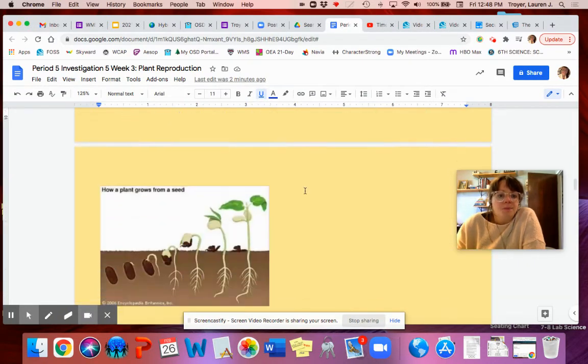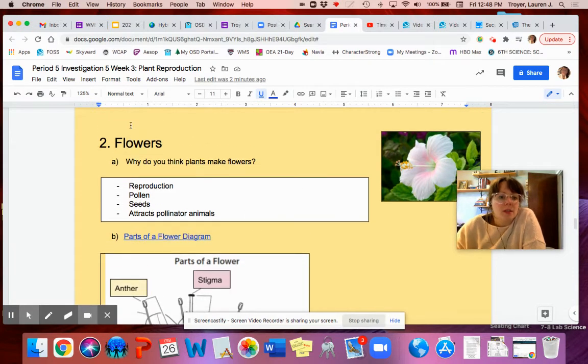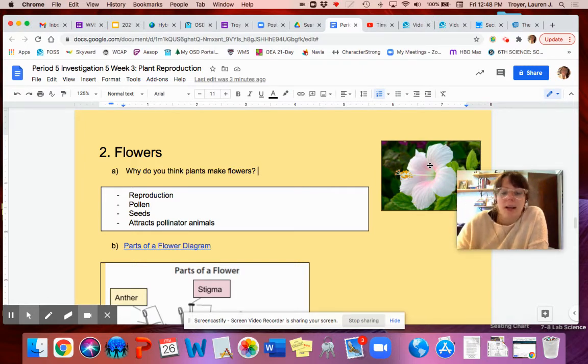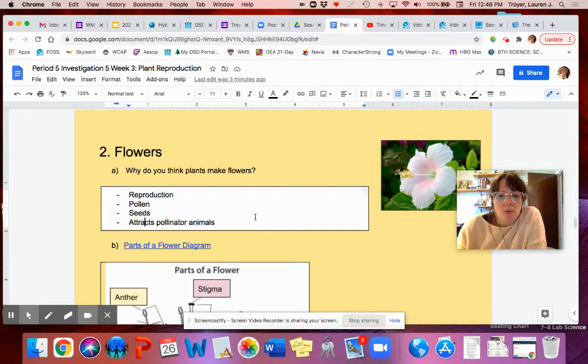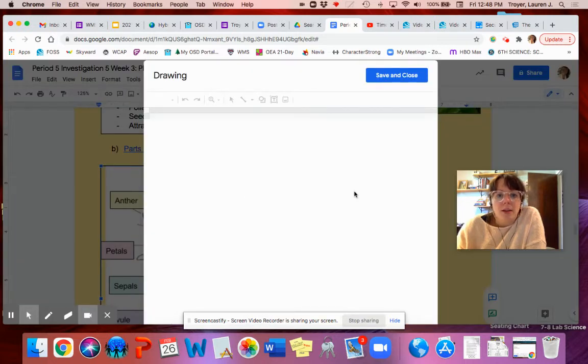All right, so next we talked about flowers. Why do you think plants make flowers? Why do they spend all this time and energy making flowers? Is it for the bees? Is it charity? Is it for us so that they smell nice? No, of course not. It has to do with how a plant reproduces. So flowers are part of plant reproduction. In class, we talked about pollen. Kids talked about seeds. Kids talked about pollinators. And then we filled in this parts of a flower diagram.